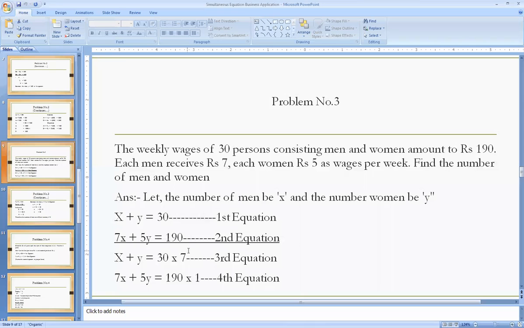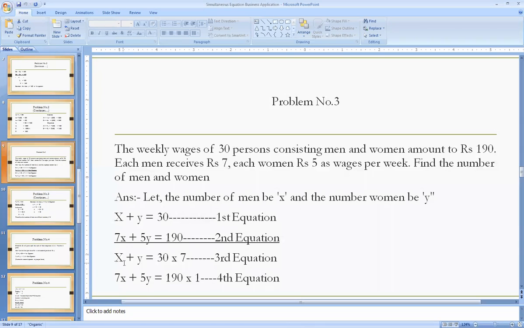Here also we are going to solve the equations with the help of elimination. Now we are going to substitute the values. We are eliminating the value of x. So we multiply the second equation by 1 and the first equation by 7. These equations become the third equation and the fourth equation after multiplication. So let us go for the multiplication.